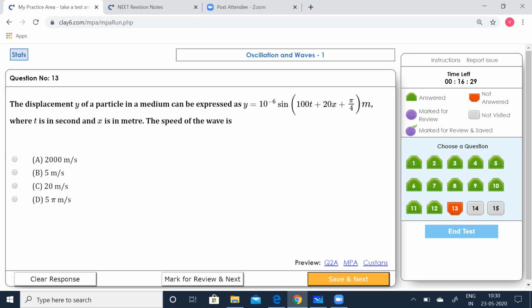The displacement y of a particle in a medium can be expressed as y equals 10 to the power of minus 6 sine (100t plus 20x plus pi by 4) meters, where t is in seconds and x is in meters. So the speed of the wave is what? Let's quickly solve that. It is given that y is equal to 10 to the power of minus 6 sine (100t plus 20x plus pi by 4).